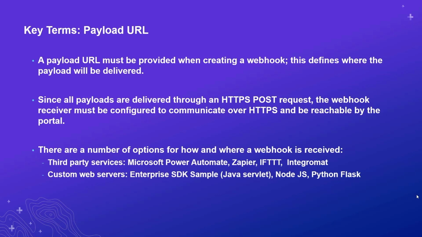There are a number of options for how and where a webhook is received. You can use third-party receivers such as Microsoft Power Automate, Zapier, Integromat, or you can use a custom web server. We've included a Java servlet in the Enterprise SDK samples. You can also create a Node.js script or a Python Flask application.